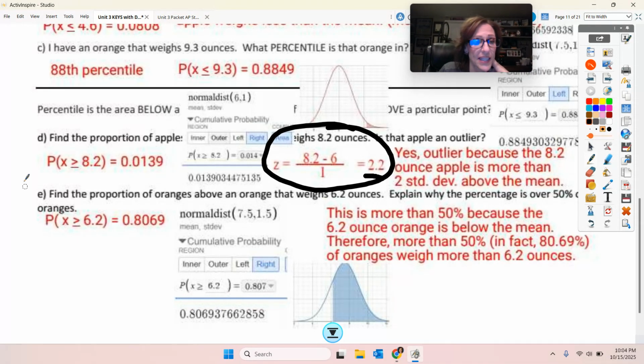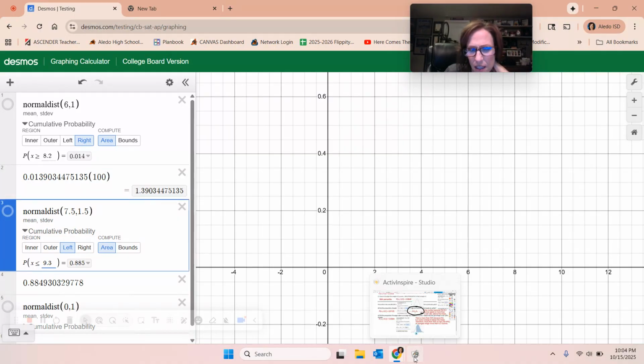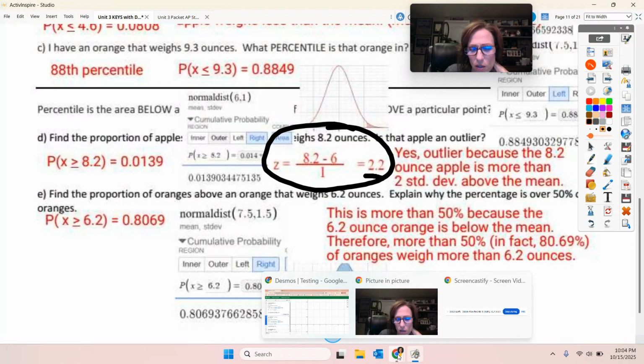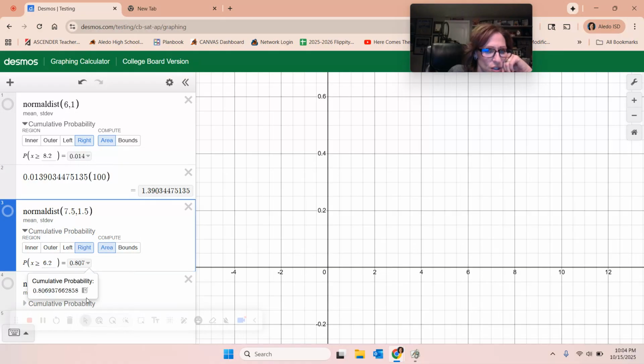All right, so let's do that here with the orange. What's the proportion of oranges that weigh more than 6.2 ounces? So take a look at what that looks like in Desmos. We're down here with the orange information. With a mean of 7.5 and a standard deviation of 1.5, it said more than 6.2. Okay, we want more than, so greater than, that's to the right of 6.2. So I'm going to type that in there. And then, voila, there we have it.